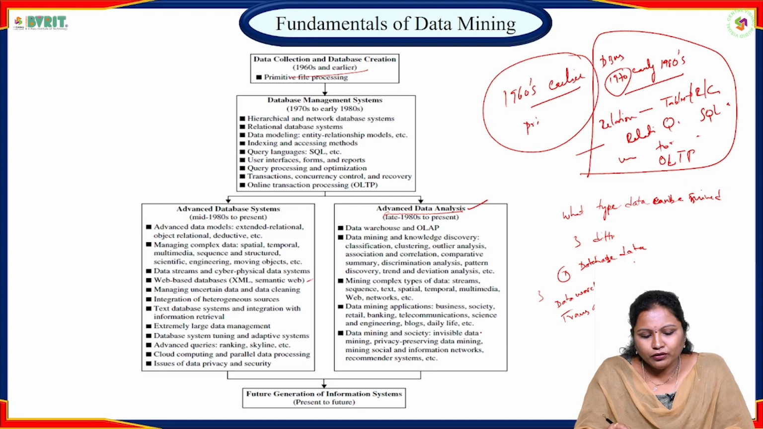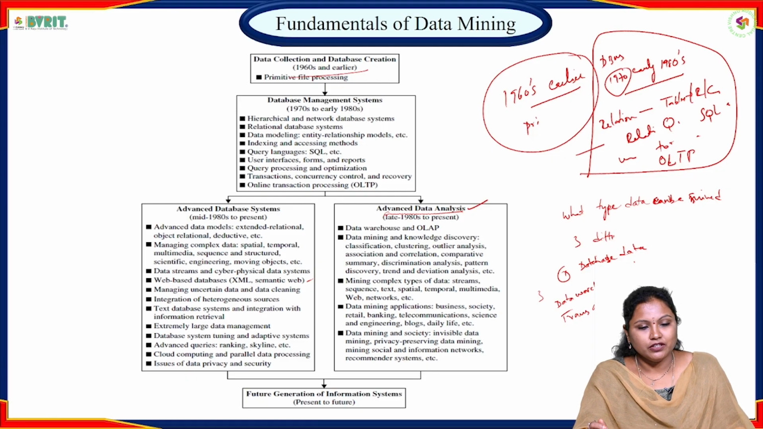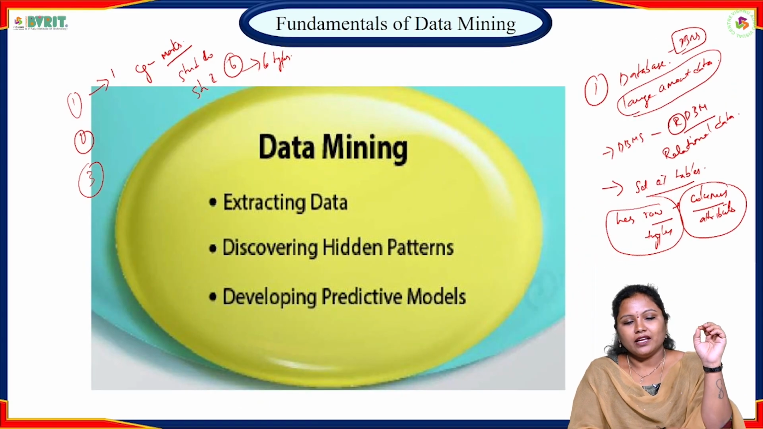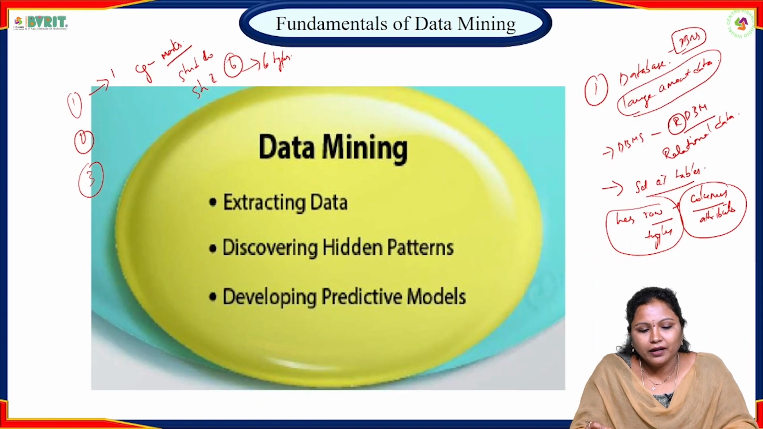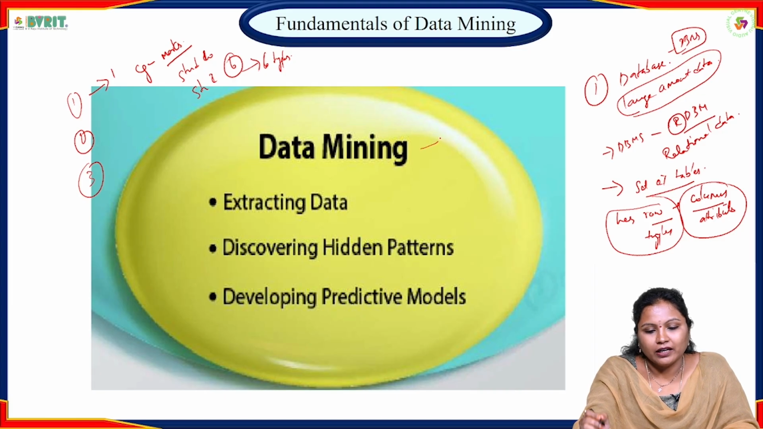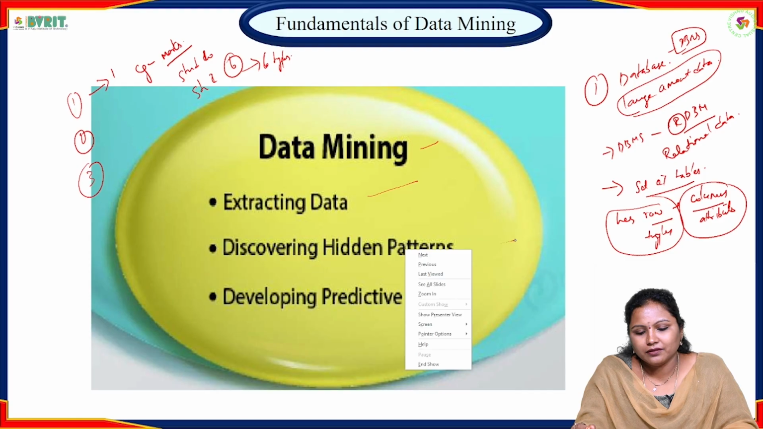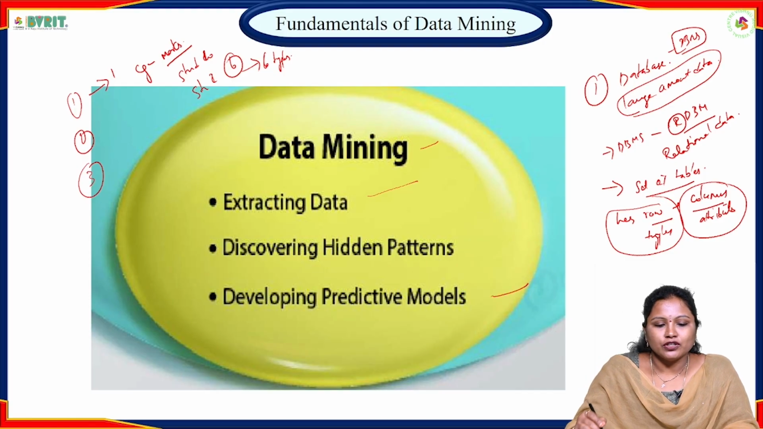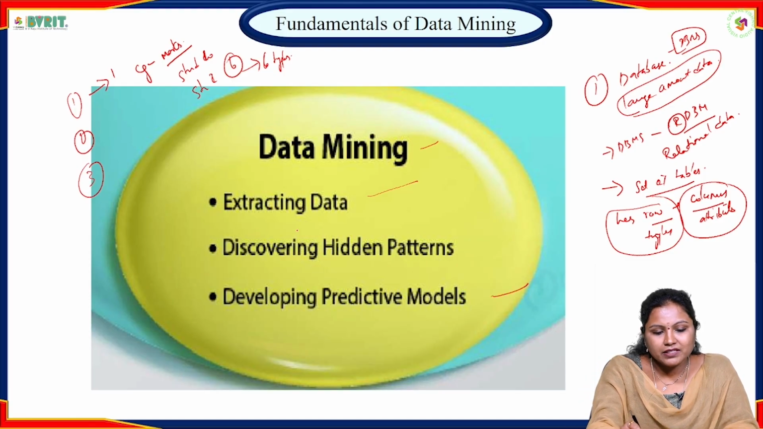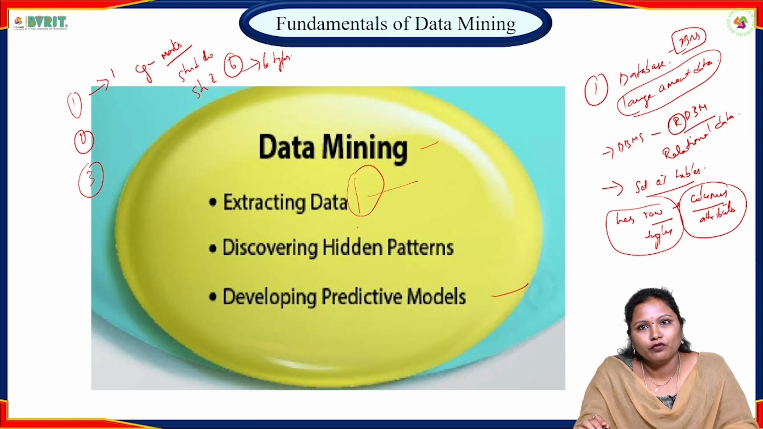Finally we came into future generation information systems. So with the combination of advanced database systems and advanced data analysis, we came into existence like future generation information systems. So here you can see the fundamentals of data mining. What we do in data mining is we extract the data, discover the hidden patterns, and develop the predictive models. So what happens here is we extract the data we want to mine.